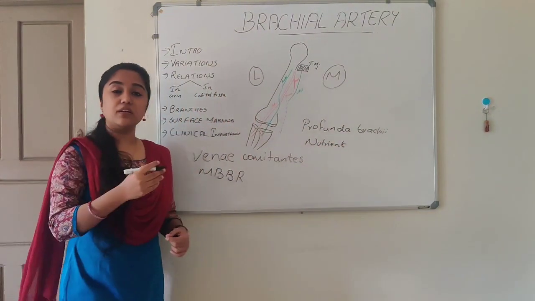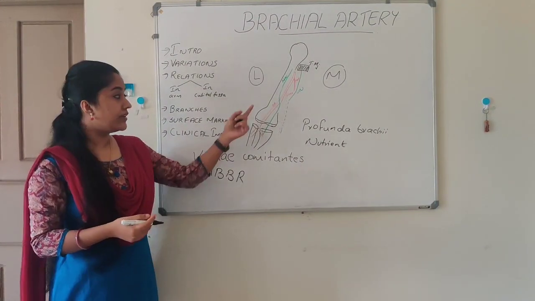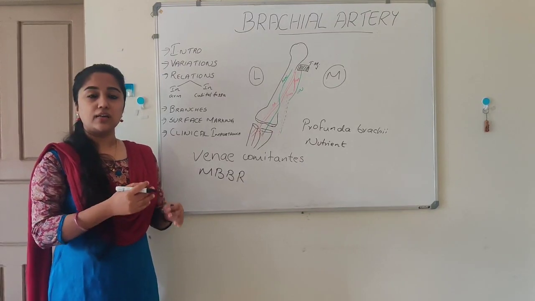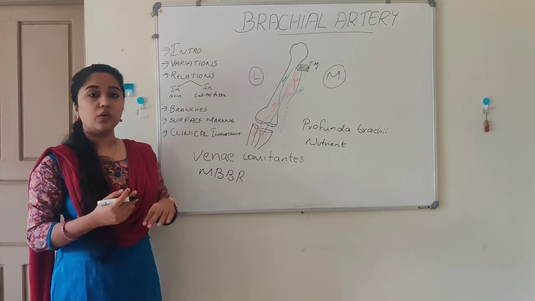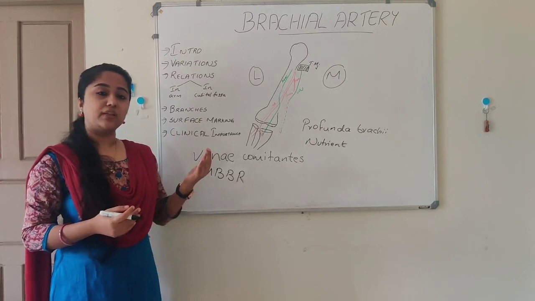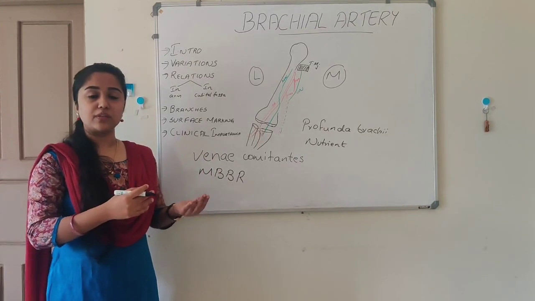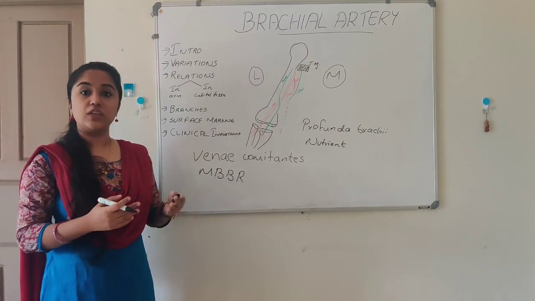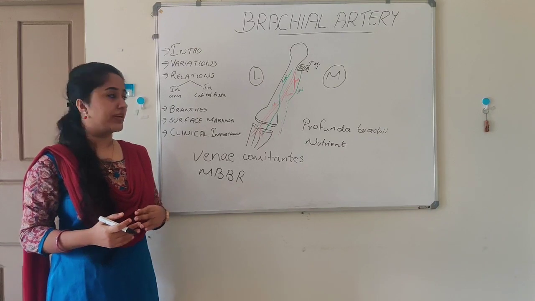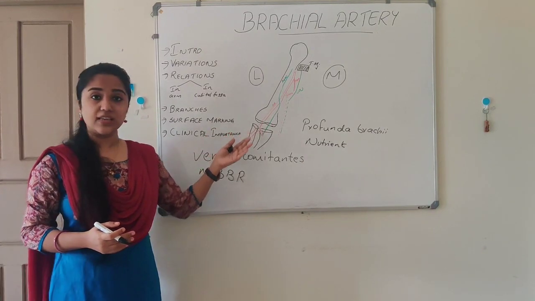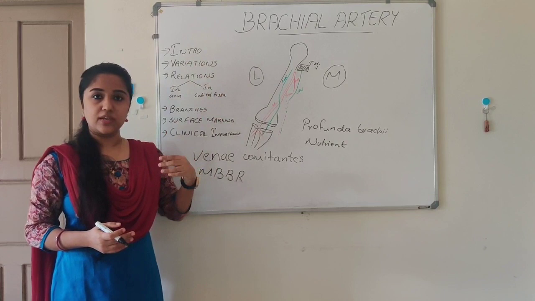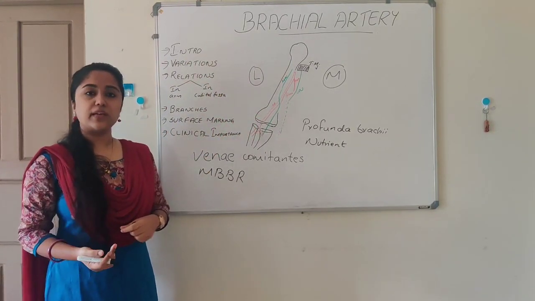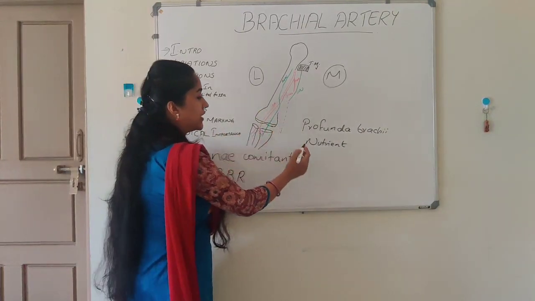So the nutrient artery enters the nutrient foramen, which is located near the insertion of the coracobrachialis. This nutrient foramen is directed downwards because the growing end of the humerus is the upper end. The direction of the nutrient foramen is always opposite to the direction of the growing end of the corresponding bone. So here, the upper end of the humerus is the growing end, so the nutrient foramen is directed downwards.